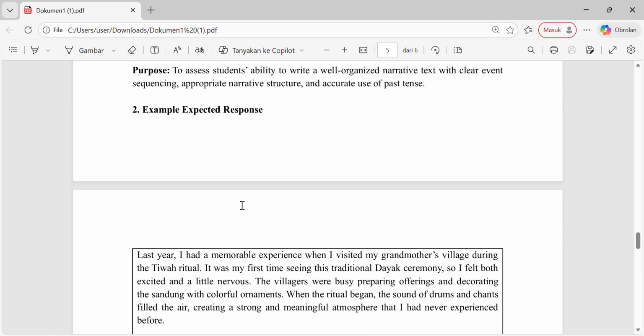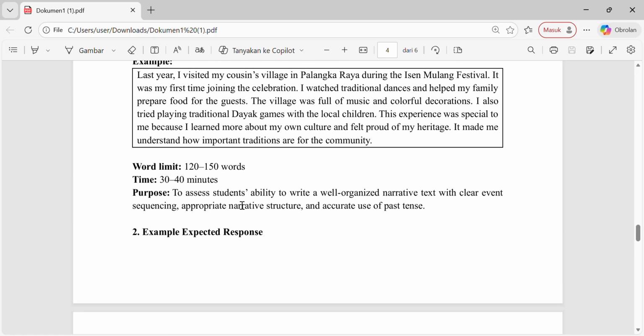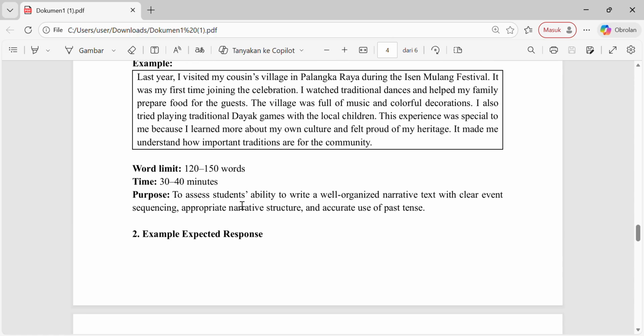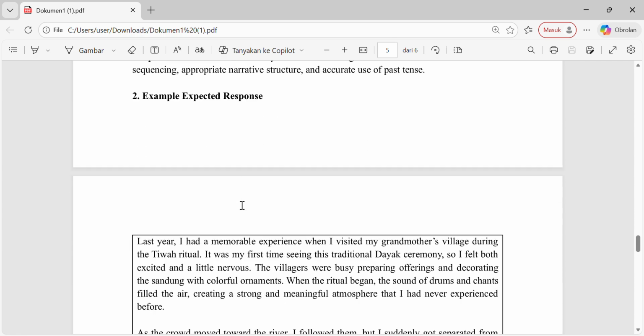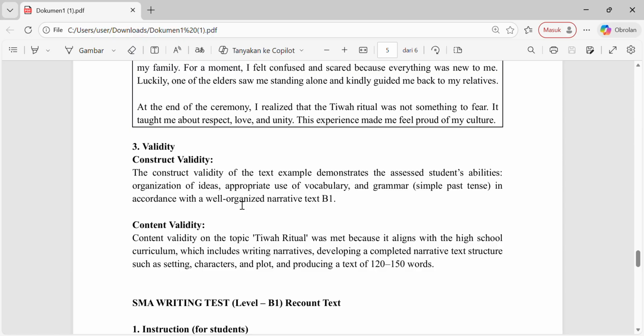You will notice the time recommendation as well. The time is appropriate for the B1 level because it gives students an opportunity to think, plan, and write a short narrative of around 120 to 150 words. It's not too long, so it doesn't overwhelm them, but it's long enough to show their writing ability. So the next is validity.